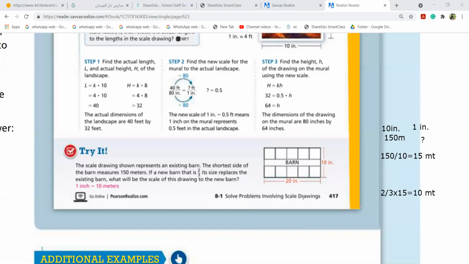Any questions on this one? Simple here. 150 meters is 10 inches. So 1 inch is how much? I get 15 meters. They ask you 2/3 of the existing barn. So 2/3 of 15 equals 10 meters. So 1 inch is 10 meters for the new barn.